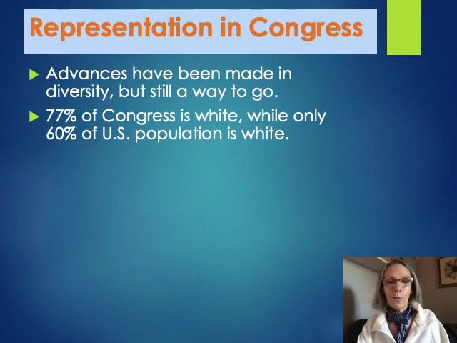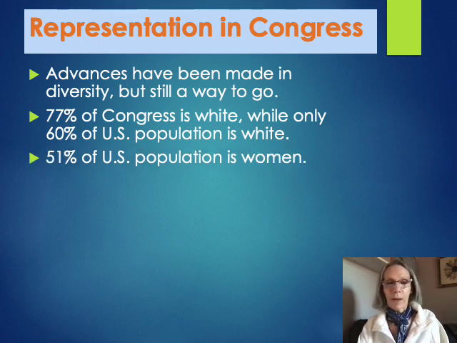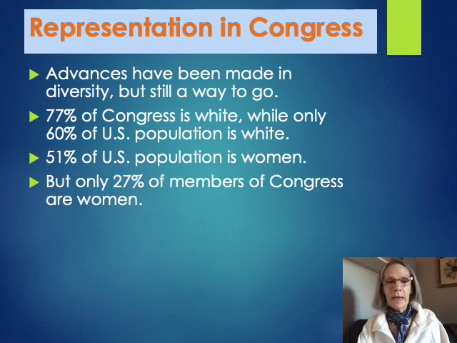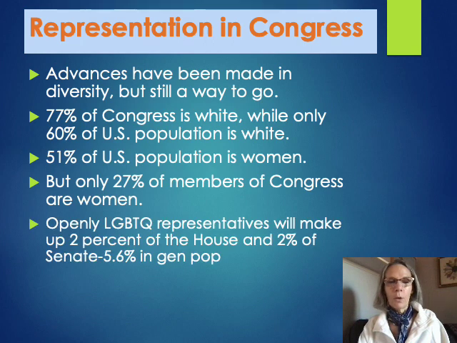77% of Congress is white, while only 60% of the US population is white. 51% of the US population is women, and even though great strides have been made in the last 10 years or so, we still only have 27% of the members of Congress who are women.